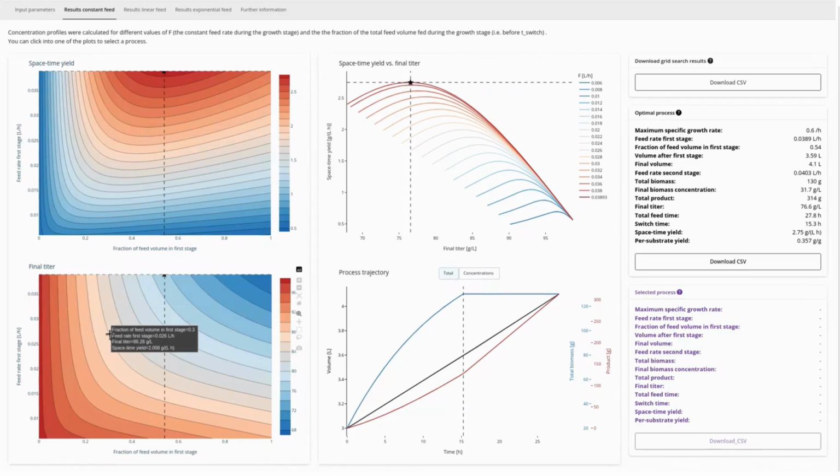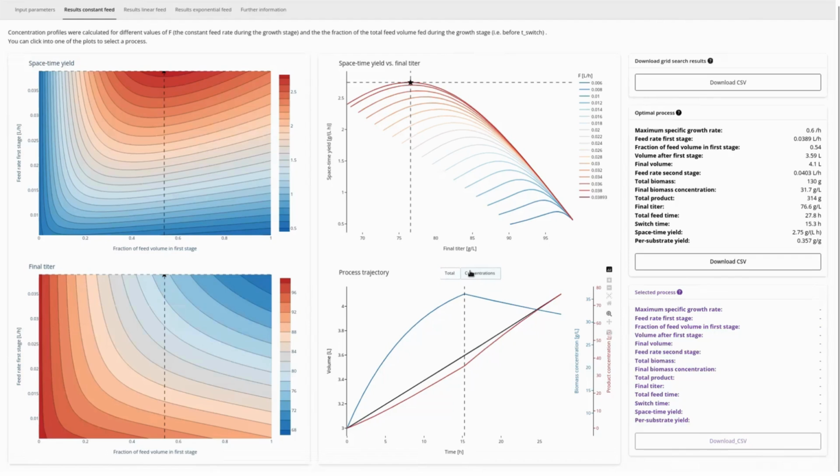On the upper right, space-time yield is depicted along the titer for a range of feed rates in the first stage. In the lower right panel, the process trajectory of the currently selected process is shown, both in total amount and concentrations of biomass and product. On the right are tables showing metrics for the optimal and the selected process, and both can be exported as CSV.